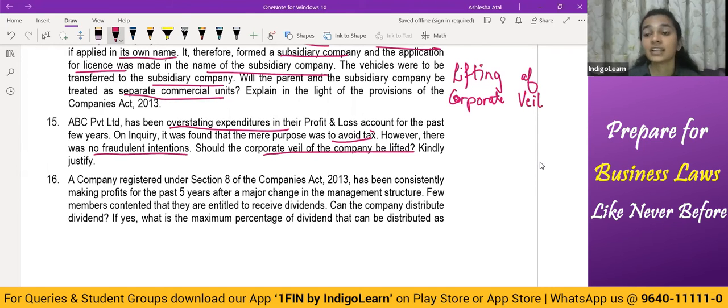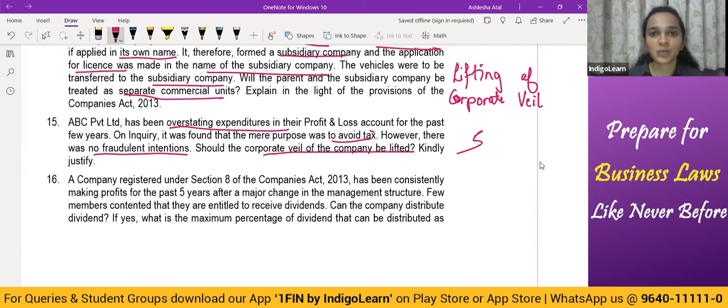Kindly justify. Now, we know that there are 5 situations where the corporate veil of the company is lifted, and one such case is wherein a company acts to avoid taxes. So, though here the company states that it does not have any fraudulent intention, the act of overstating expenditure was done in order to avoid taxes. So, in this situation, yes, the corporate veil of the company will be lifted.